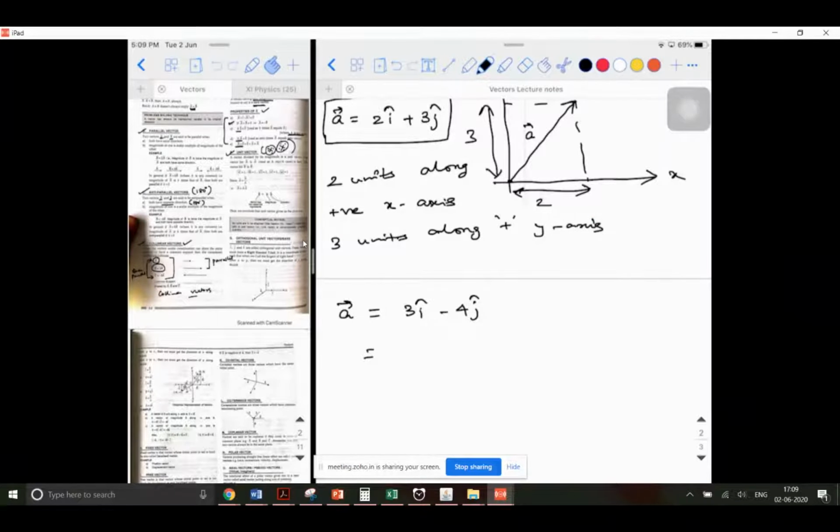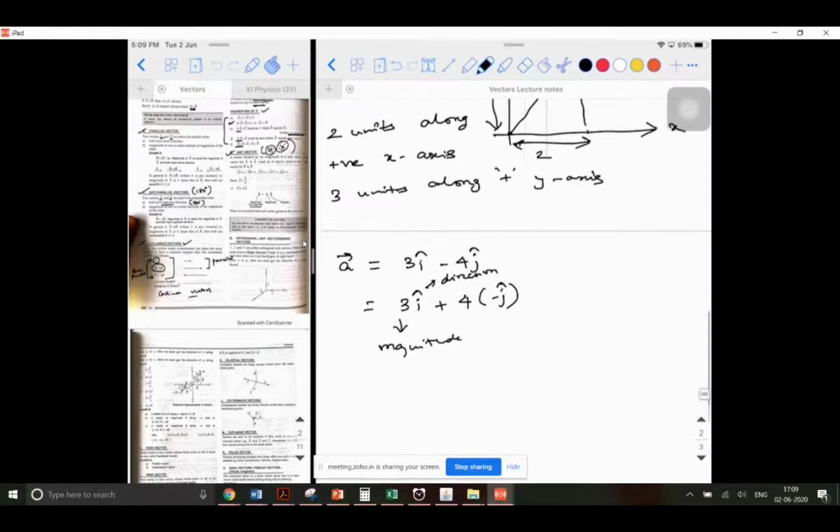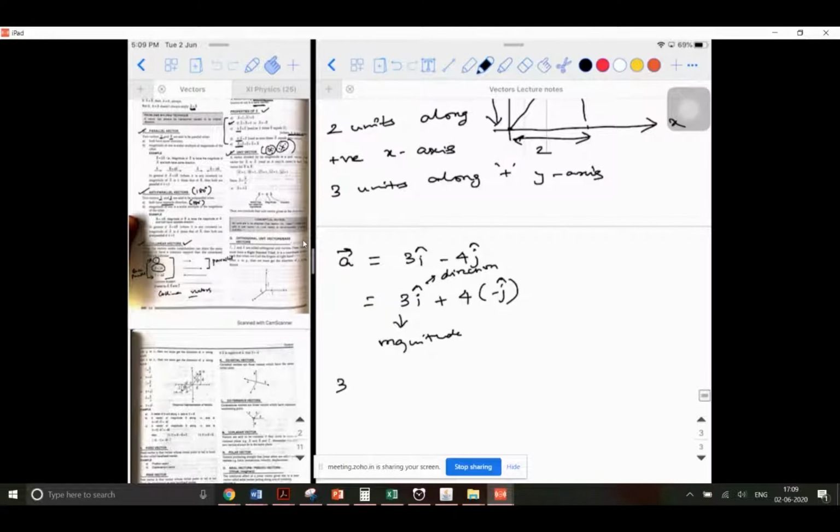So when you have 3i cap minus 4j cap, the small rearrangement you are supposed to do is write it as 3i cap plus 4 into minus j cap. This is the other way of writing, because I told you any vector has a magnitude and direction. So this vector tells us that there is a magnitude of 3 units in the positive x direction and 4 units in the negative y direction. As simple as that, right?